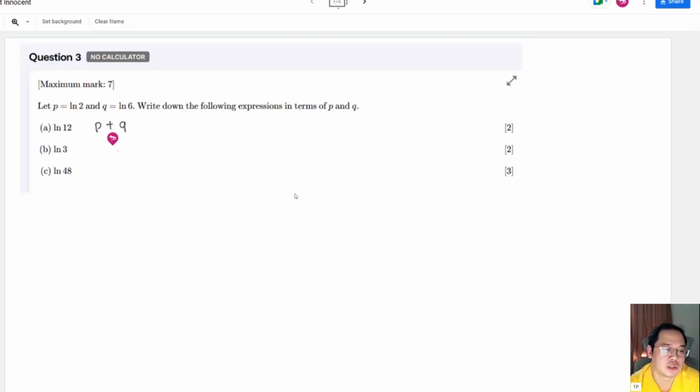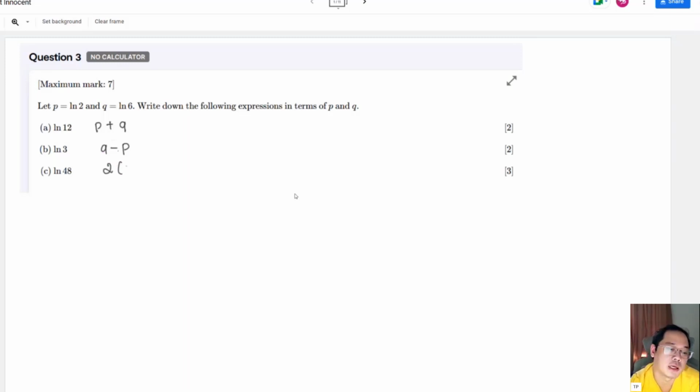P plus Q, ln 2 plus ln 6, yes. Ln 2 plus ln 6 is the ln of the product, 2 times 6, and 2 times 6 is 12. So your answer to the first question is correct. Ln 3 is Q minus P, ln 6 minus ln 2. 6 over 2 is 3, good.